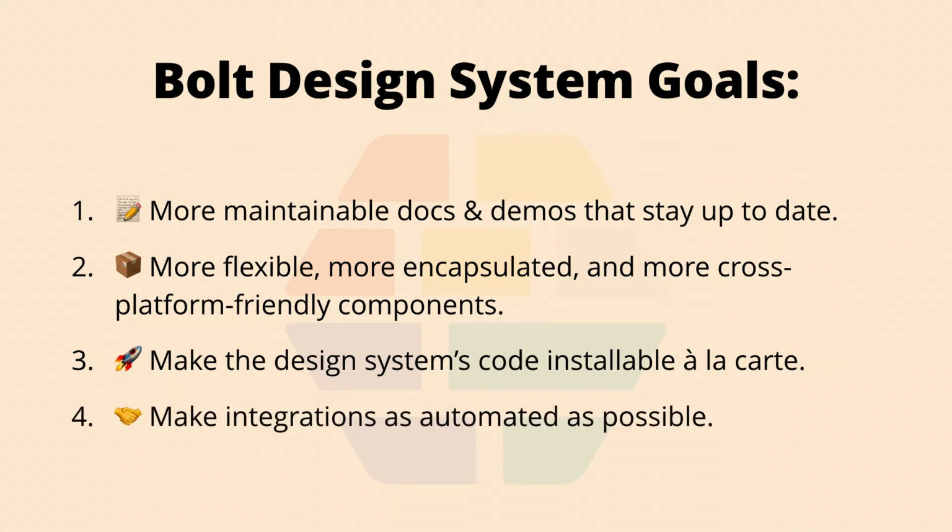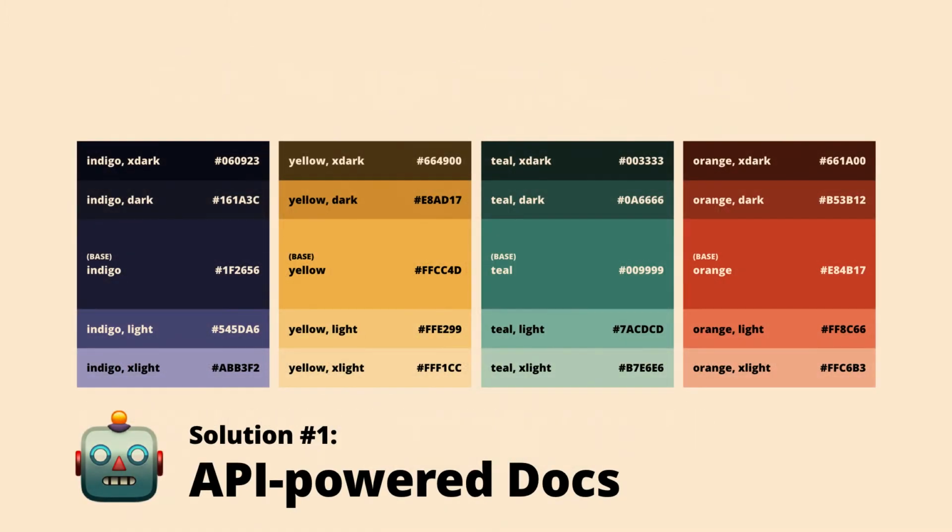And finally, we wanted to make sure that the integrations, these super fragile, one Twig template rename or one folder change away from breaking everything, we wanted to make sure that the integration process between the design system's single source of truth and Drupal was as automated as humanly possible. So one way that we were able to do this was through API-powered documentation. And I know that sounds kind of crazy, but hear me out.